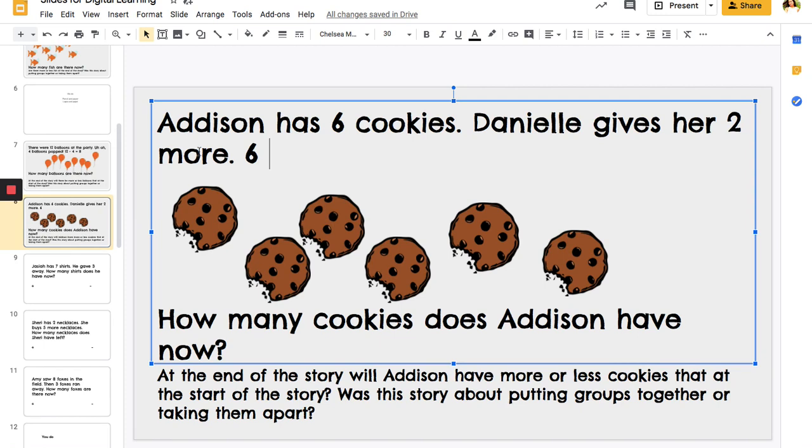Muy bien. So we have 6 cookies. And Danielle gives her 2 more. So Danielle gives her 2 more cookies. So what I'm going to do here is I'm going to have my 6, and then I'm going to add 2 more cookies to my 6. So I'm going to give you a couple minutes. I want you to try to solve this equation all on your own.